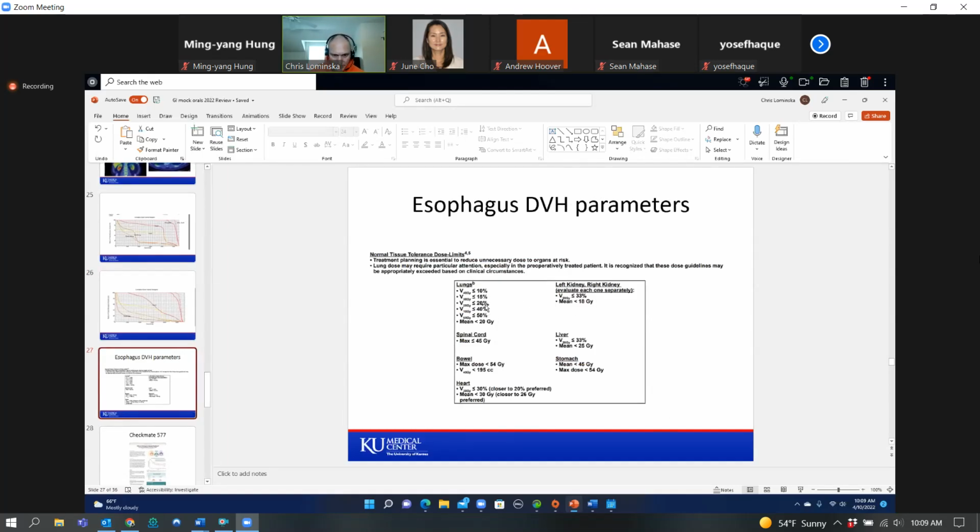I do personally look at V20, 10, and 5s, and I would have those in as targets. Those of you who do a fair amount of this know that we often struggle to meet at least the V5 constraint. I personally weight the mean dose most heavily and generally get quite a bit below 20, but I would consider all of these. And here are just NCCN heart dose guidelines as well.